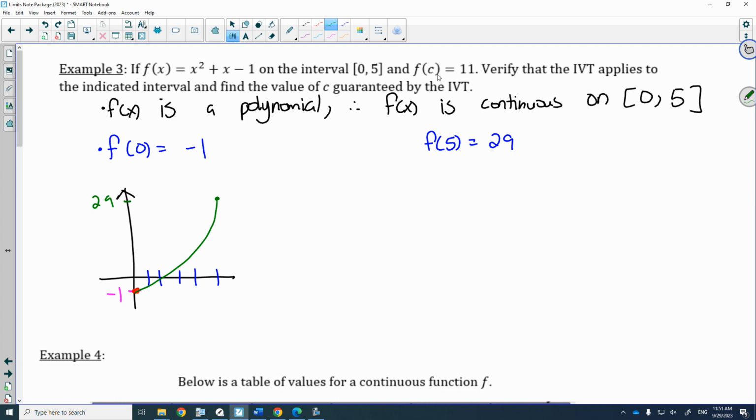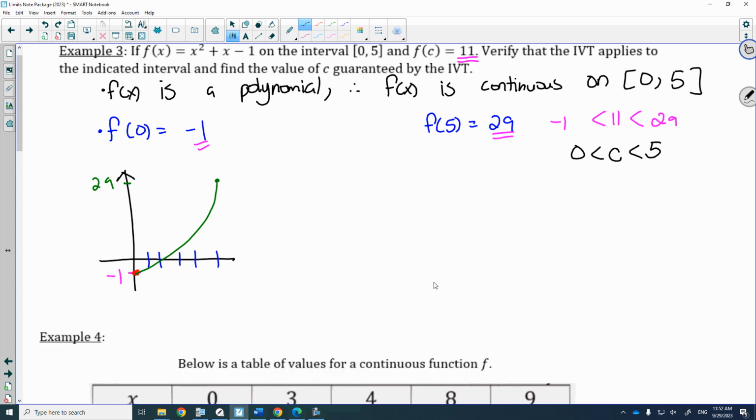Okay, so then we could say we want to talk about this value here. 11 is less than 29, and it is greater than -1, which means that wherever 11 is, the c value is going to be less than, Carly, what number? And greater than 0. Okay. So now we could apply the intermediate value theorem to the function. So we take our function and we set it equal to, Emily, what would I set this one equal to?